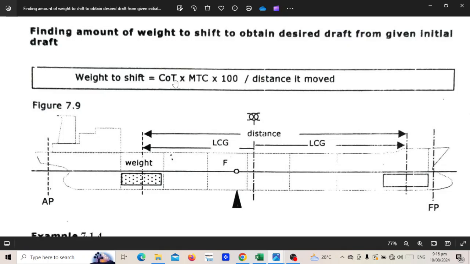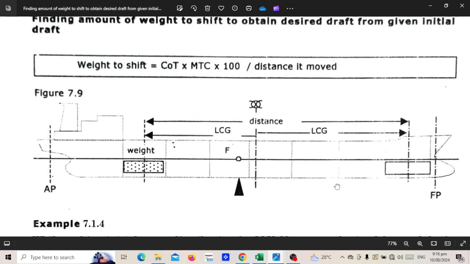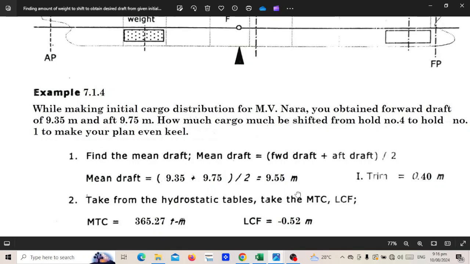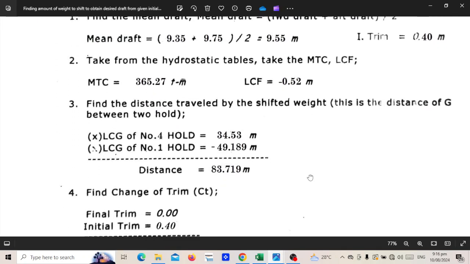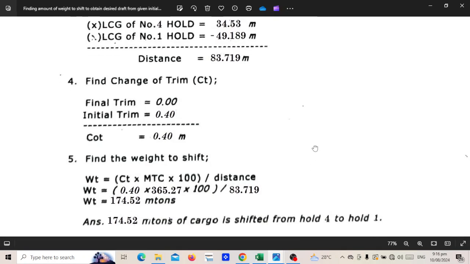Weight to shift is change of trim times MTC times 100 over distance moved, or the total distance from one place to another, from one hole to another. And this is the formula: weight times change of trim times MTC times 100 over your distance. Your change of trim is 40.